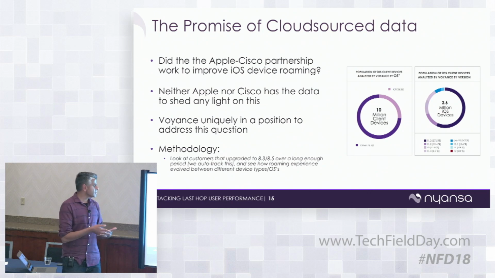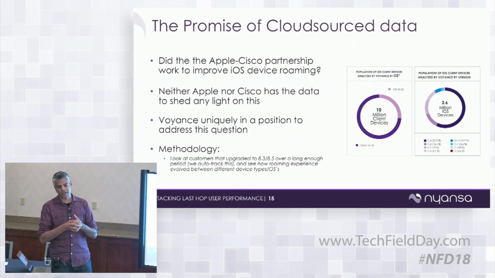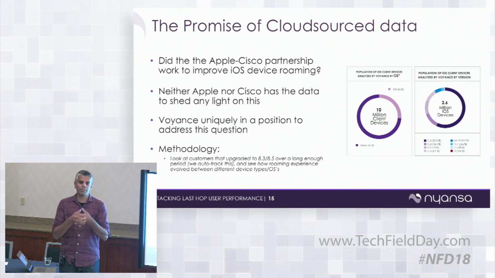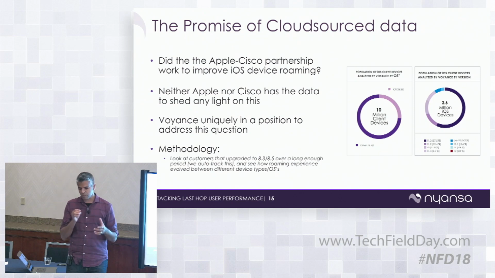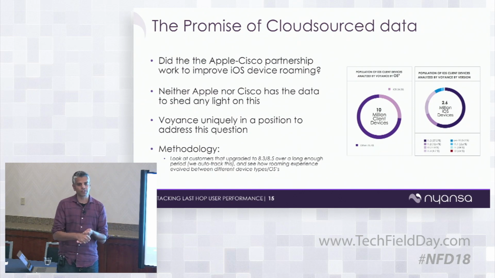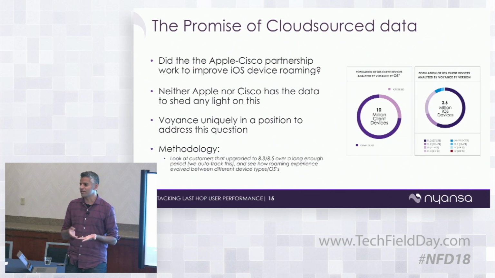So recently, we got into a conversation with Apple about this. Apple came to us, and they said, we have this partnership with Cisco, where in Cisco wireless controller version 8.3 and 8.5, they have special code in there that helps optimize Apple device performance, iOS performance in particular. And Apple asks us, you guys see real environments, did it work? Don't you have data for this? And they said, no, right? Because they don't see it in the wild.